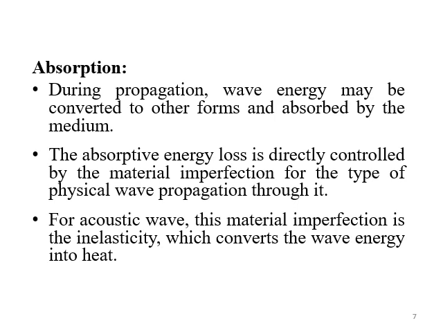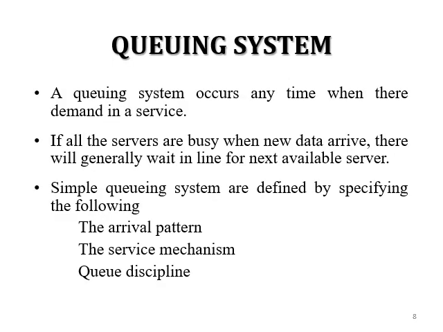Absorption: during propagation, wave energy may convert to another form and be absorbed by the medium. The absorptive energy loss is directly controlled by the material imperfection for the type of physical wave propagation through it. The main material imperfection in acoustic wave is inelasticity, which converts wave energy into heat energy.